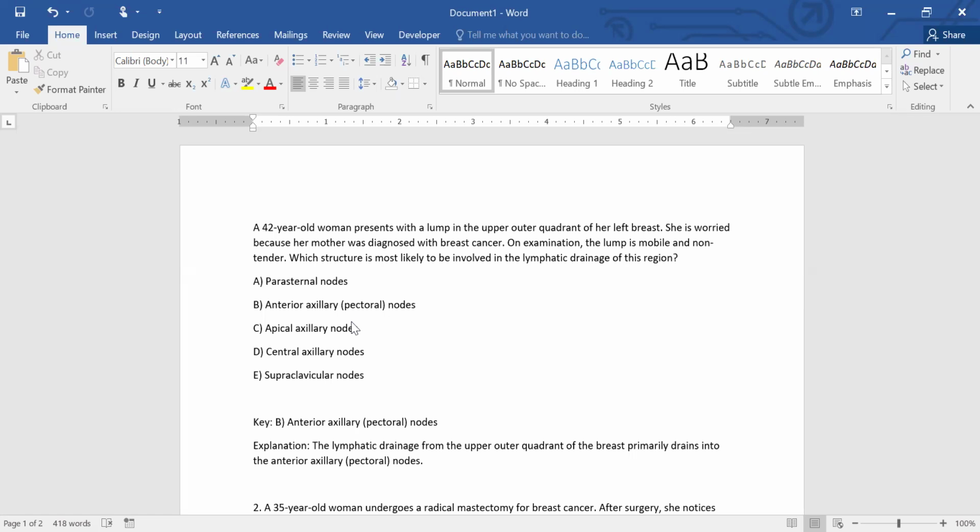So, starting from scenario number one, a 42-year-old woman presents with a lump in the upper outer quadrant of her left breast. She is worried because her mother was diagnosed with breast cancer. On examination, the lump is mobile and non tender. Which structure is most likely to be involved in the lymphatic drainage of this region?